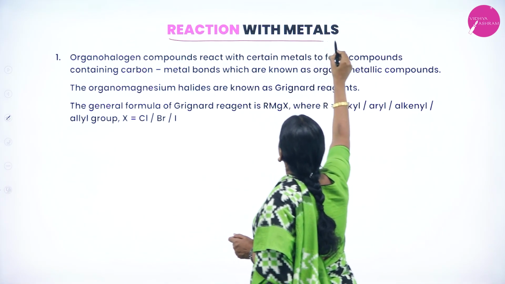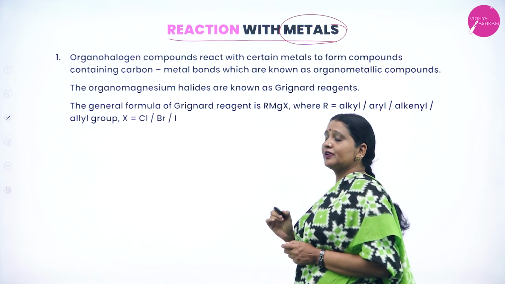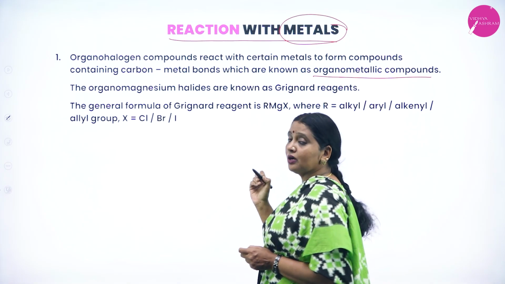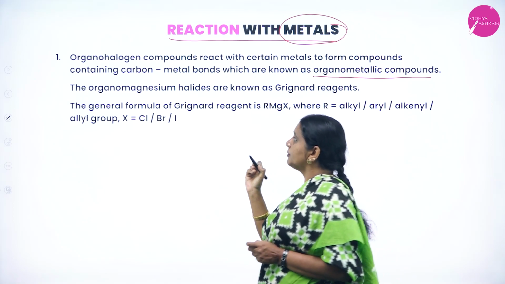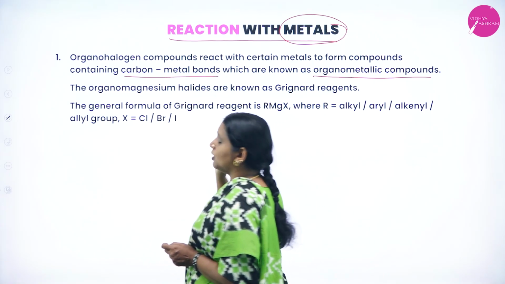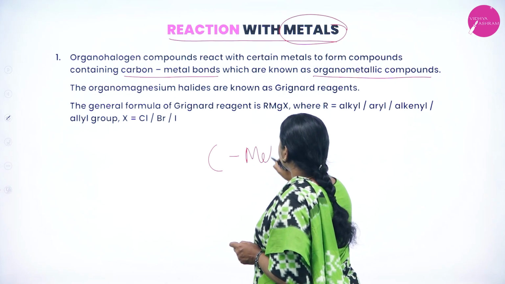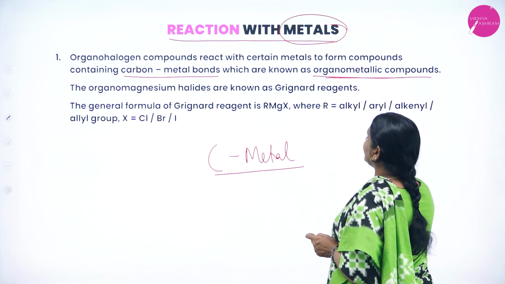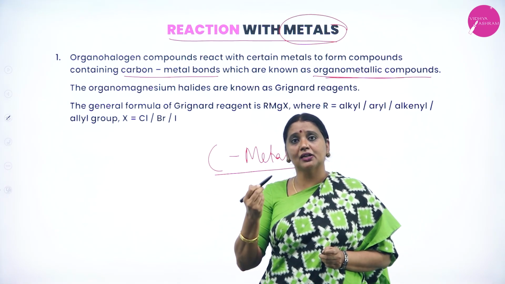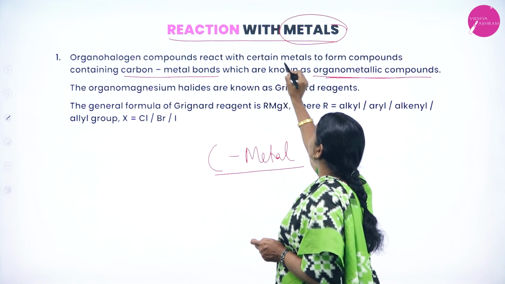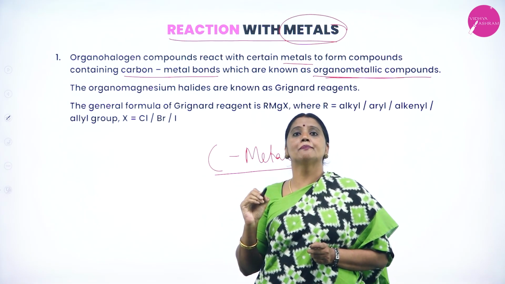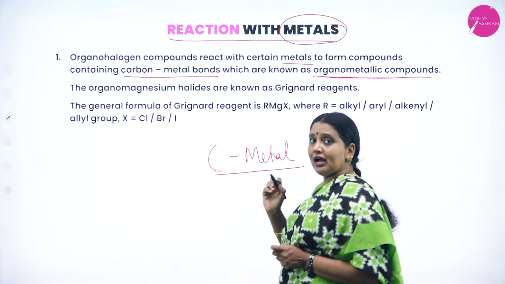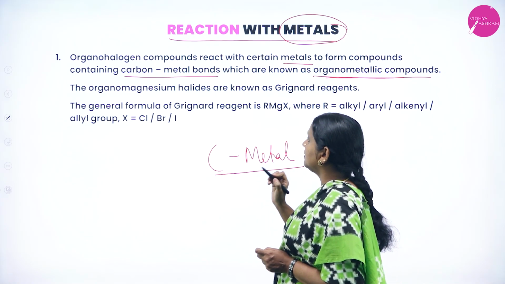These alkyl halides also react with what? Metals. When they react with metal, they form organometallic compounds. Why are they called organometallic compounds? There is a formation of a carbon-metal bond. If there is a formation of a carbon-metal bond, they are known as organometallic compounds. Therefore, an organohalogen compound reacts with metal to form organometallic compounds.